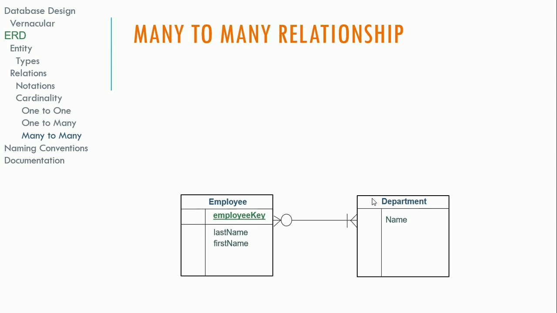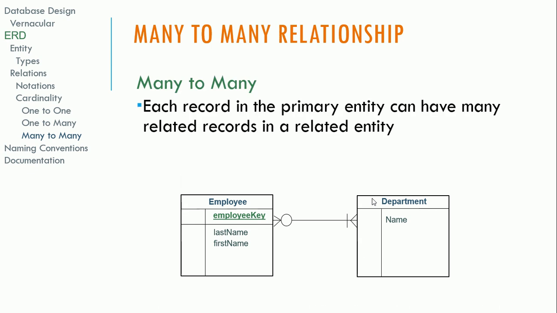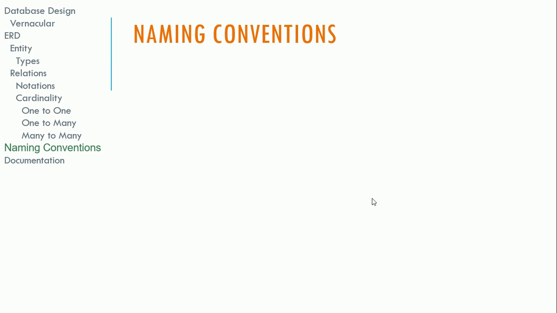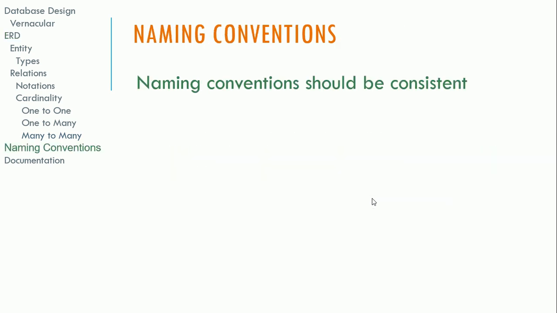So to handle a many-to-many relationship, as we just said with employee and department, we're going to add some kind of an association between the two. And again, I'll talk about that more with the normalization.